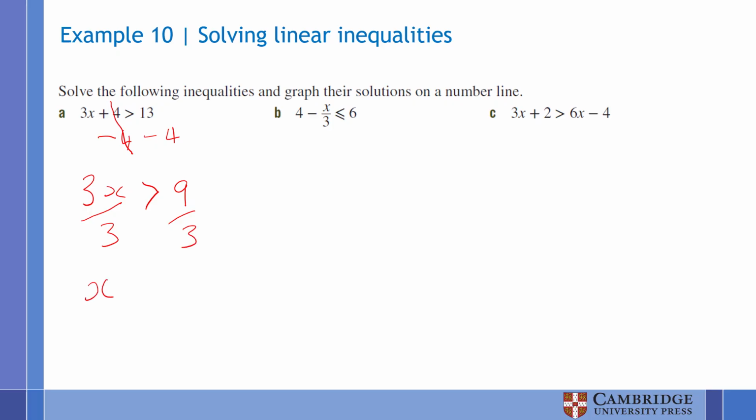X is on the left side of my inequality sign, where I want it to be. 9 divided by 3 is 3. So I don't need to switch anything around. I don't need to change the direction of the sign. It's exactly like we would normally do.